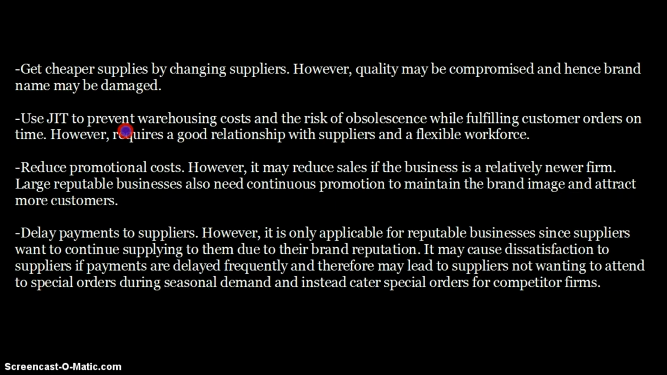Then we have JIT. We can use JIT, that is just in time, to prevent warehousing costs and the risk of obsolescence while fulfilling customer orders on time. However, it requires a good relationship with suppliers and a flexible workforce. We talked about the benefits and drawbacks of JIT. Basically, how JIT helps in reducing your cash outflows is that you don't have to purchase stocks and hold them. So it gets rid of the warehousing cost and the risk of obsolescence. All of these add to your cost, so you don't have to pay for these costs. That's how your costs have reduced, hence your cash outflows have reduced.